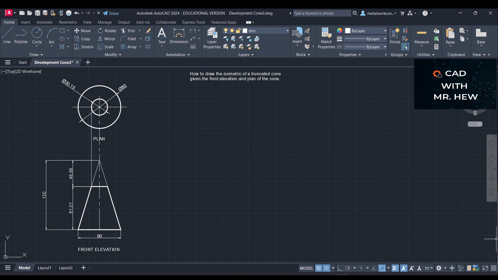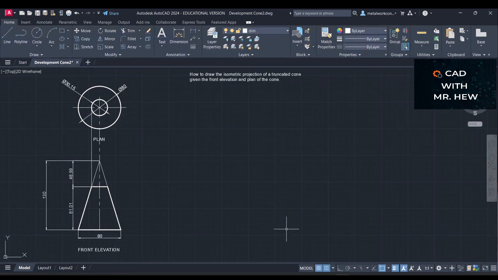Okay, so here we have the front elevation and plan, and we're going to draw the three-dimensional object being represented in isometric projection. Can you remember the angle that the receding lines are drawn at? 30 degrees. Good job if you remember that it was 30 degrees. So let us set out our drawing.